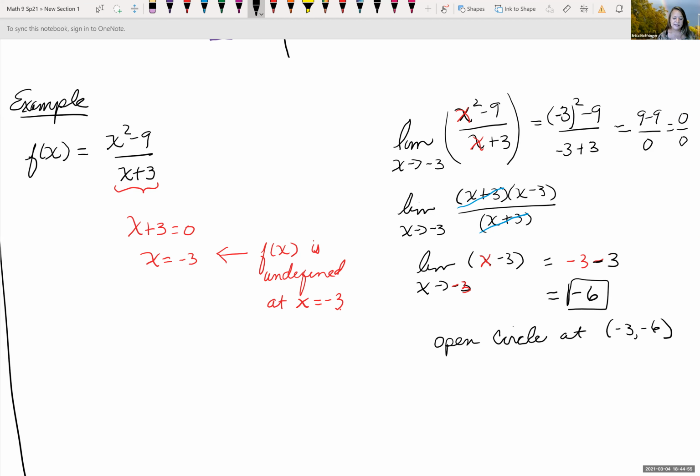So this would be a case where we have a removable discontinuity. If we added that point with that function, then it would be continuous there. The other example that we looked at, with the vertical asymptotes at the value where it's discontinuous, is not removable.